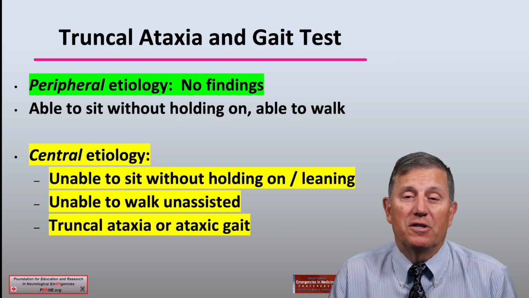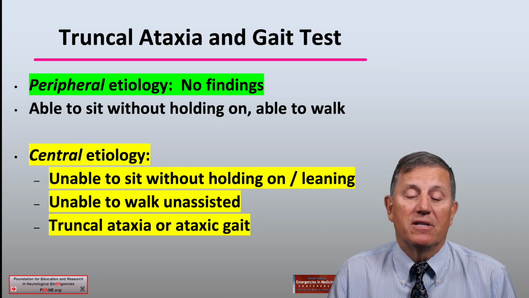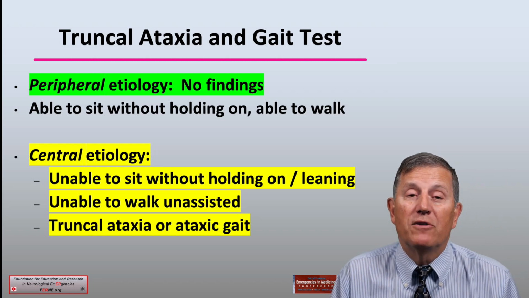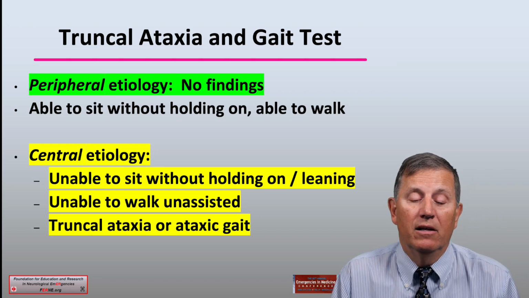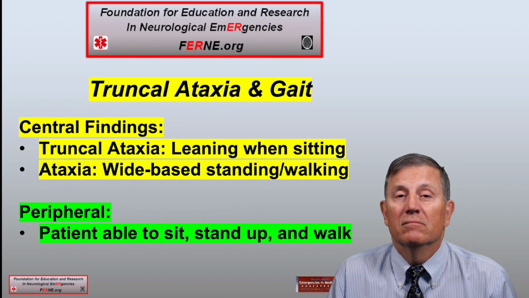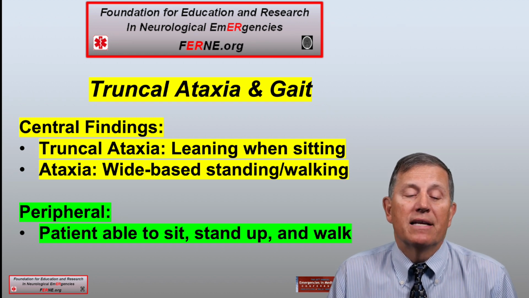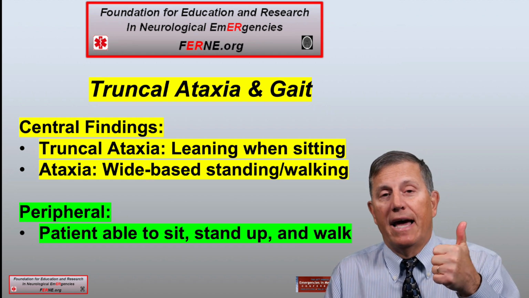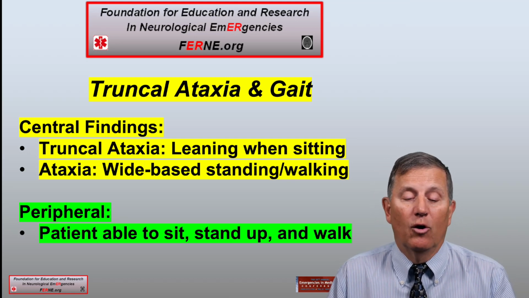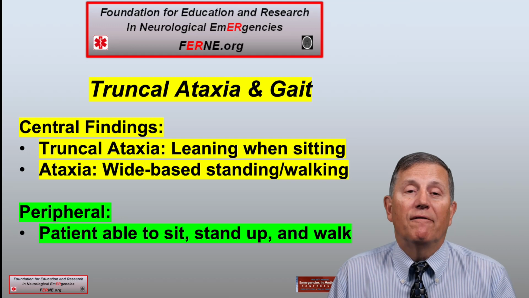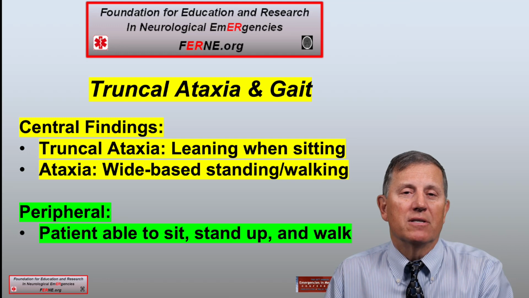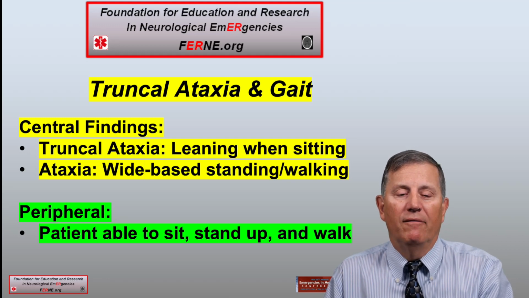Central etiology should be suspected if the patient's unable to sit without holding on or leaning in the cart, or if the patient is unable to walk unassisted. In other words, they have truncal ataxia or ataxic gait. So again, to summarize, central findings: truncal ataxia, leaning when sitting, ataxic wide base gait when standing or walking. If those are not found, then a peripheral etiology might be the cause of the patient's acute vestibular syndrome and vertigo.